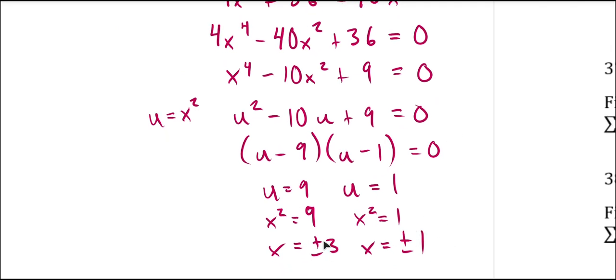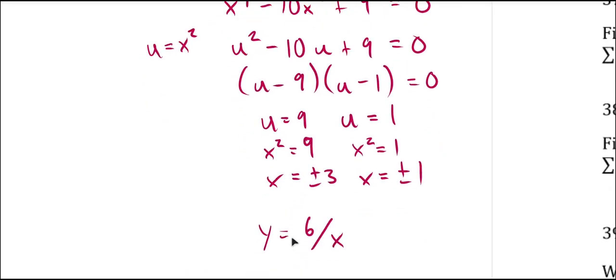Now, this then needs to be resolved for x. U was x squared, and so both of these terms give me actually 2 answers. So we have a total of 4 solutions for x. And from there, we want to go back to our equation of y equals 6 over x.